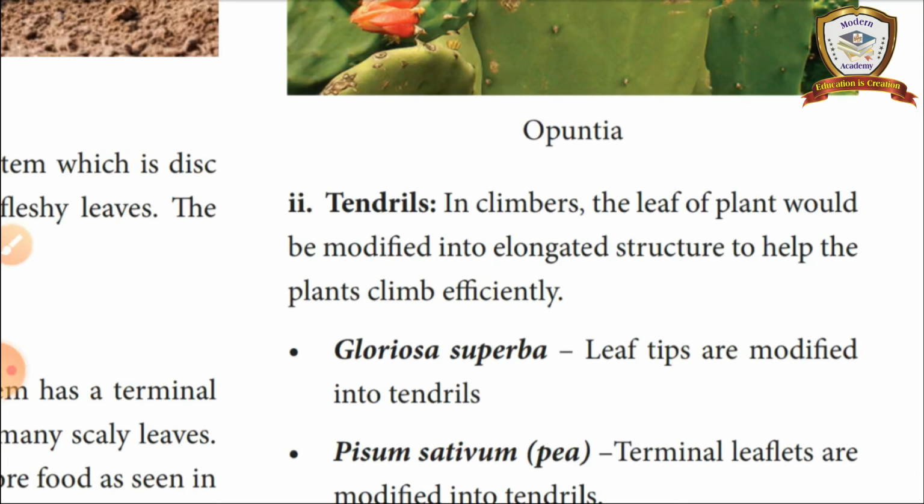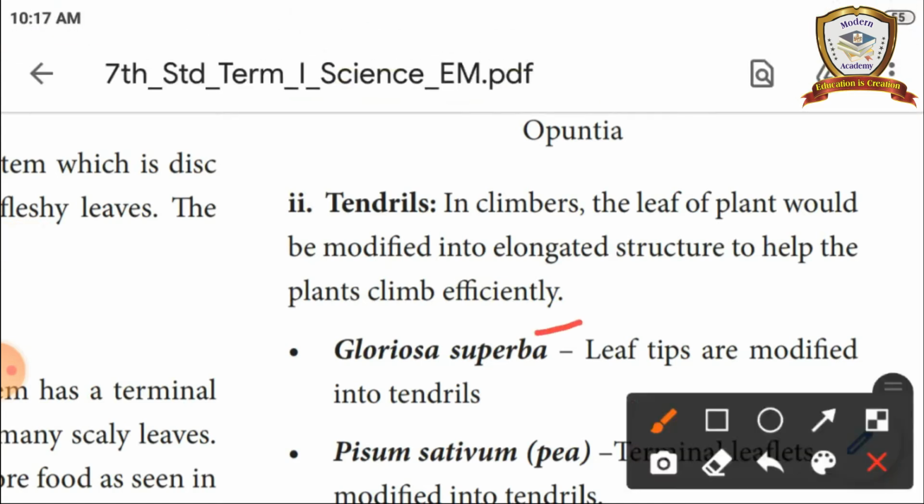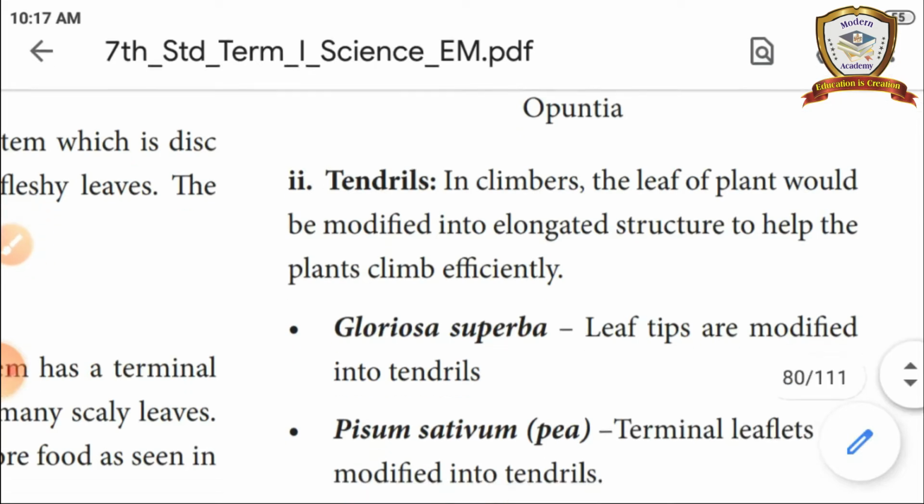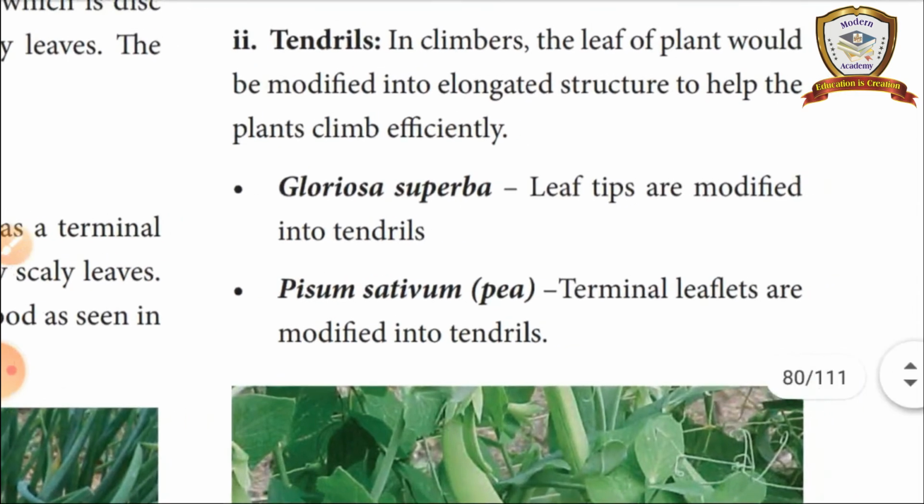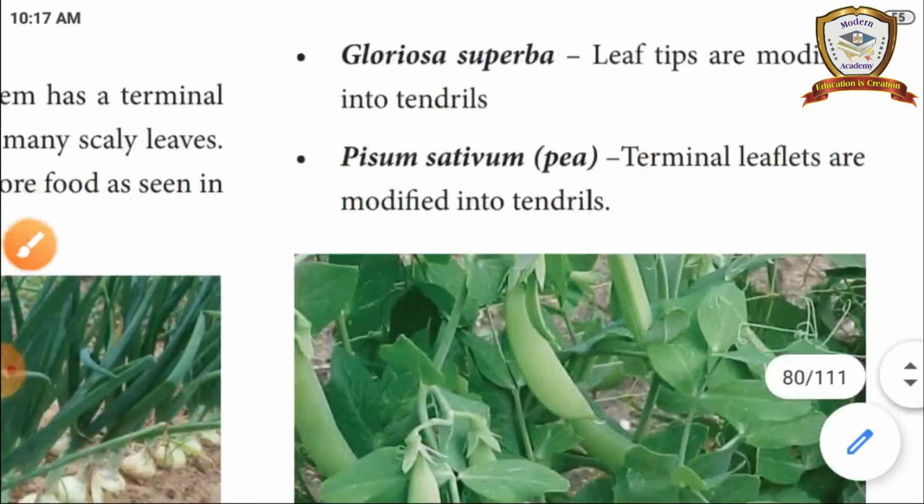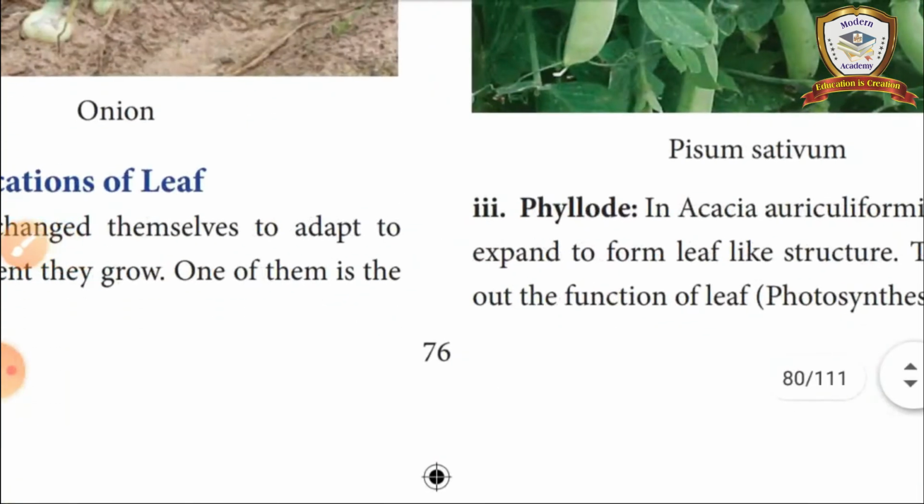Next one, tendrils. In climbers, the leaf of the plant is modified into an elongated structure to help the plants climb efficiently. Examples are Gloriosa superba and Pisum sativum. In Gloriosa superba, the leaf tip is modified into a tendril. In Pisum sativum, the terminal leaflets, the end leaflets, are modified into tendrils. Why? To climb up with any other plant.